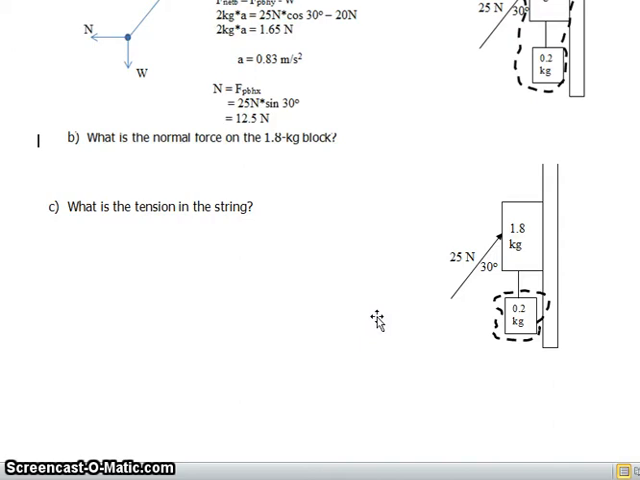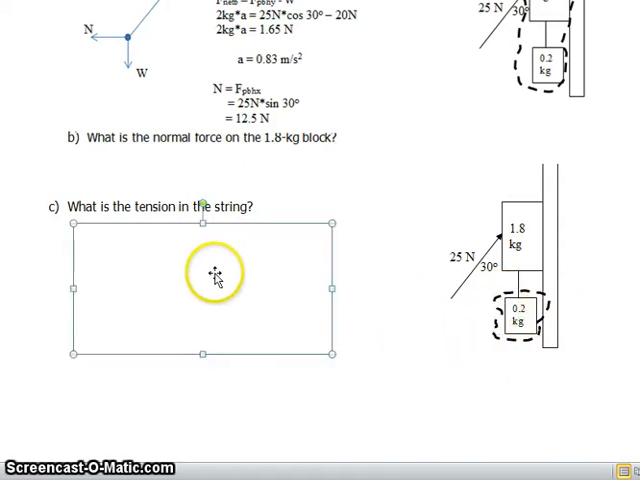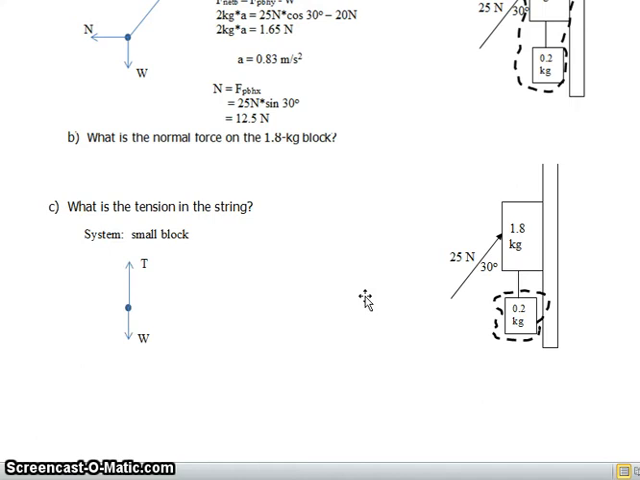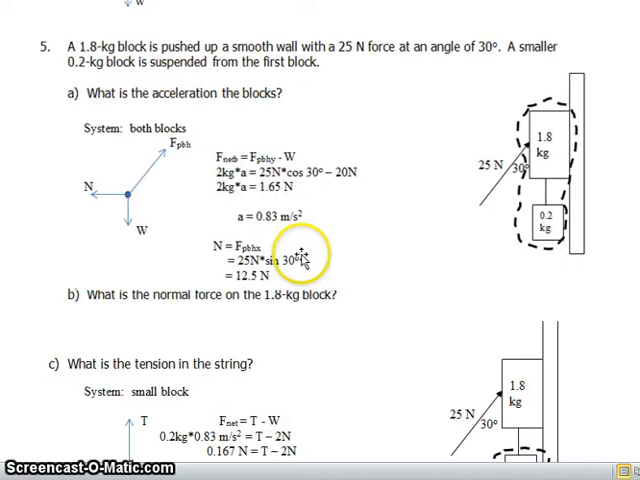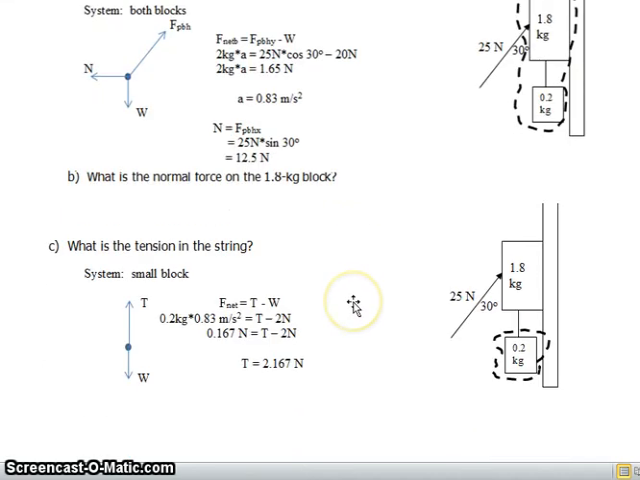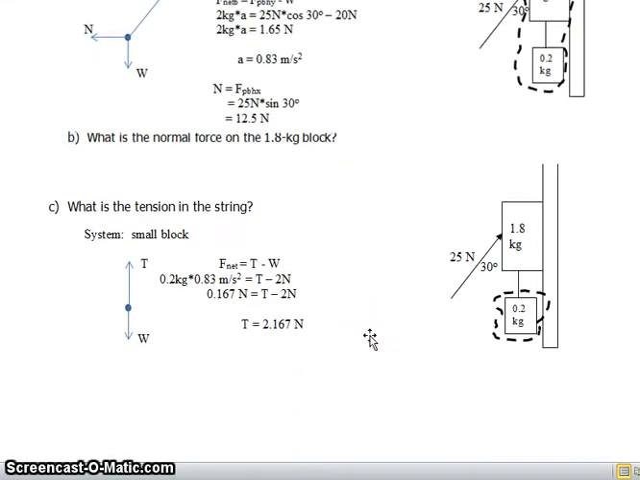Part C, what is the tension of the string? For this, my system now is going to be the 0.2 kilogram mass. So I have a tension force up that's bigger than my weight. My net force is equal to tension minus weight. Net force is equal to ma, so the mass would be 0.2 times the acceleration I found up above, 0.83. And the weight is 2 newtons, so solve this and I get 2.167 newtons.